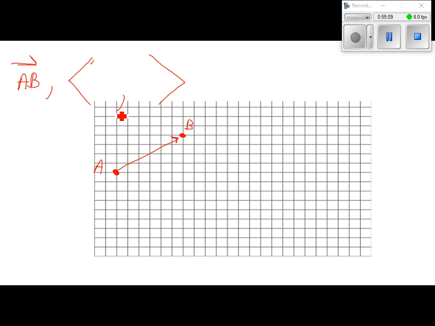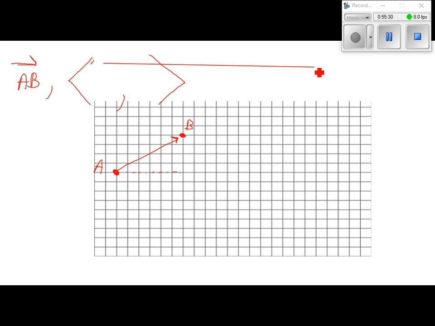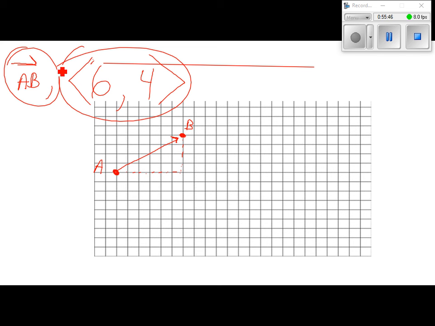When I want to write its components, how do I figure out what the components for A to B is? You just count. All right? What comes first? The X. How much would I move to go from here to there? 6. Is it positive or negative? Positive. So 6 goes in here. And then what's the second part? Up 4. So what goes here? Positive 4. This is how you name the vector. This is the component of the vector.